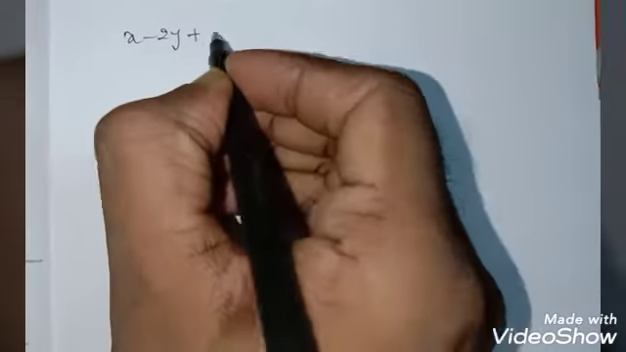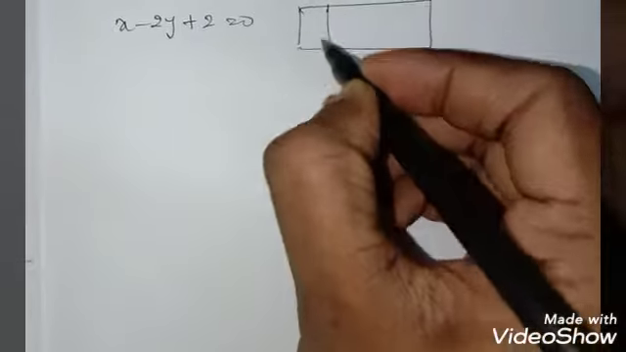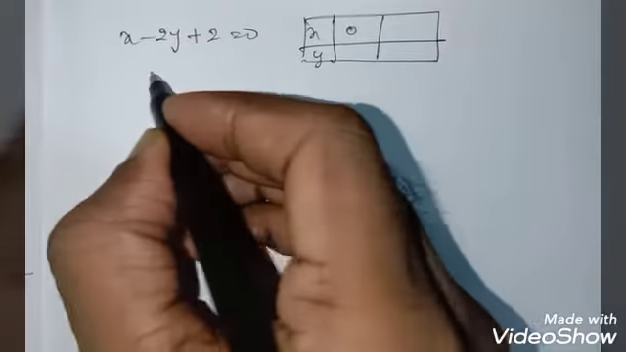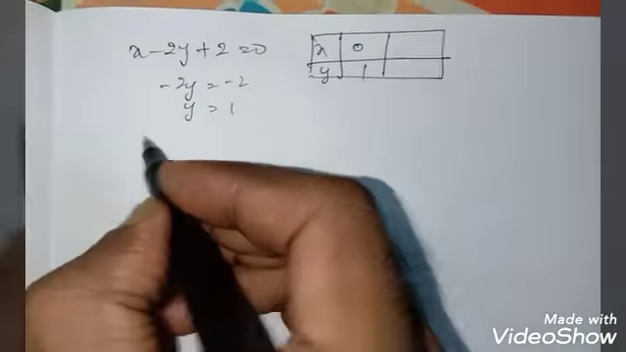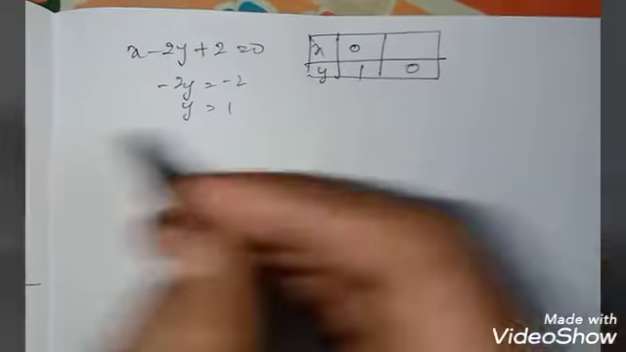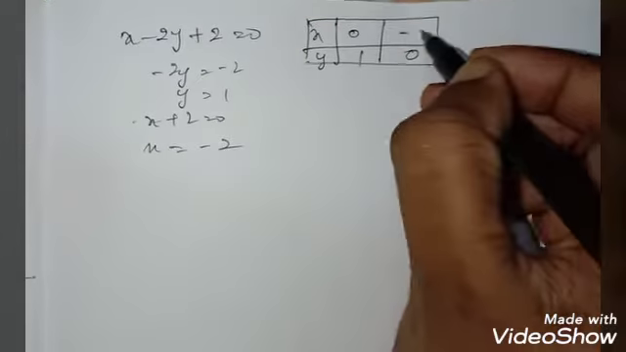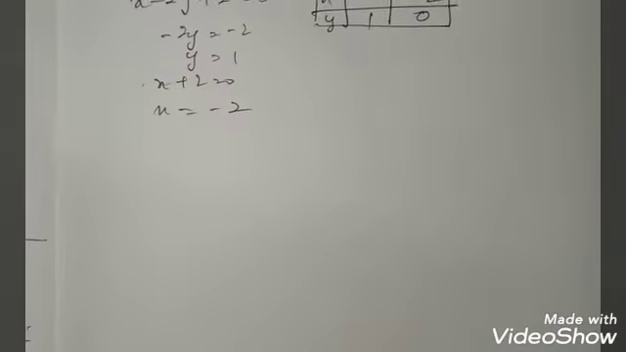Now you have to find the values of the second equation. What is the second equation given here? x minus 2y plus 2 equal to 0. Now again substitute the values x, y, 0. If I substitute x is equal to 0, minus 2y equal to minus 2, y equal to 1. Now substitute y is equal to 0 in this, you will get x plus 2 equal to 0, means x is equal to minus 2. So after finding the values, then you have to go for a graph.